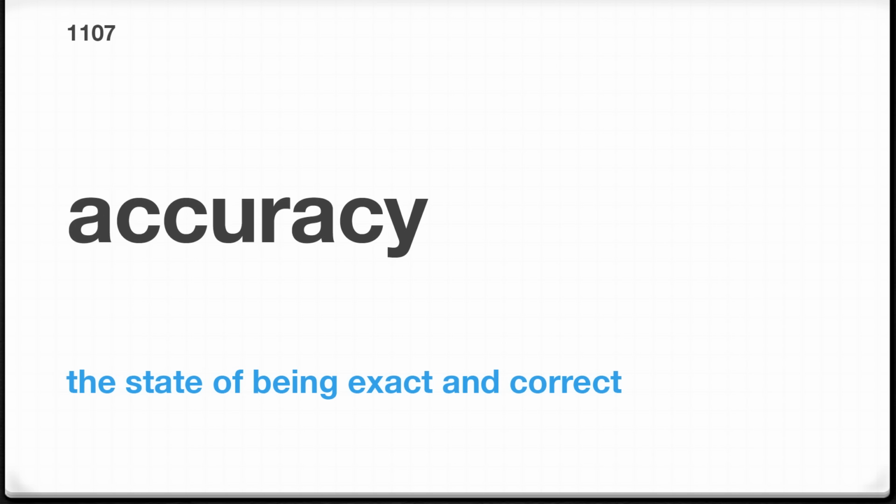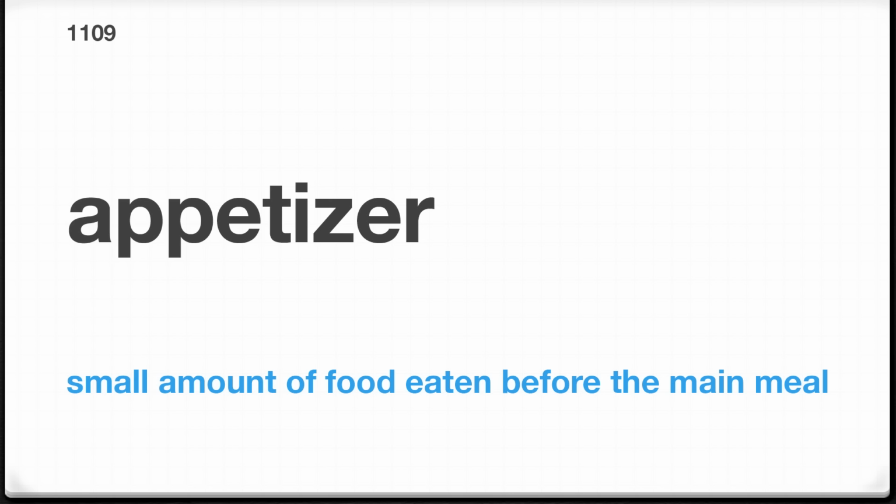The state of being exact and correct. Accuracy. Anyway, besides. Anyhow. Small amount of food eaten before the main meal. Appetizer.